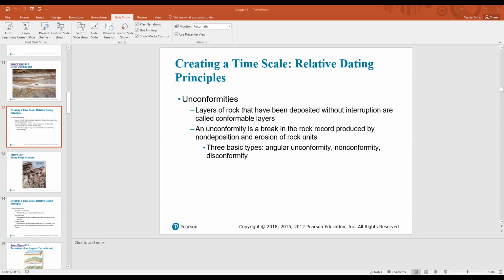How about this one, where you've got the tilted layers of the Unkar group below, and then horizontal layers of the Tapeats sandstone and the Bright Angel shale above that. Well, that's a pretty easy one to pick out, right? Because the sedimentary layers make an angle with respect to one another. So that's an example of an angular unconformity.